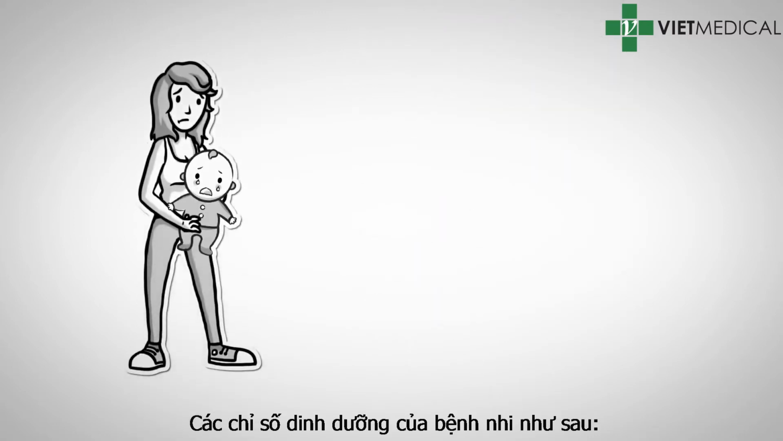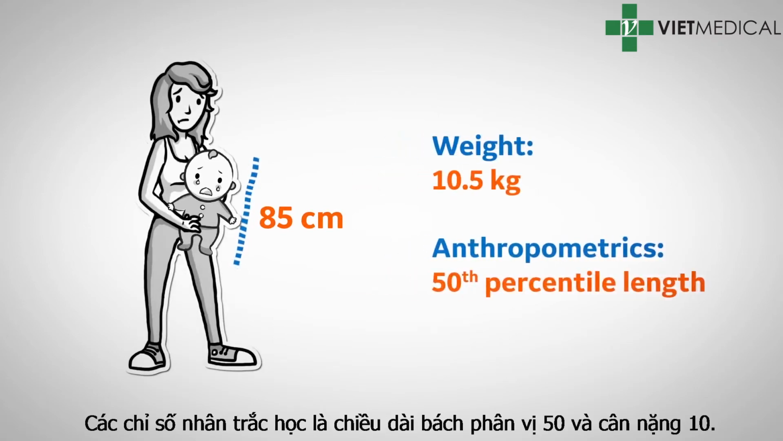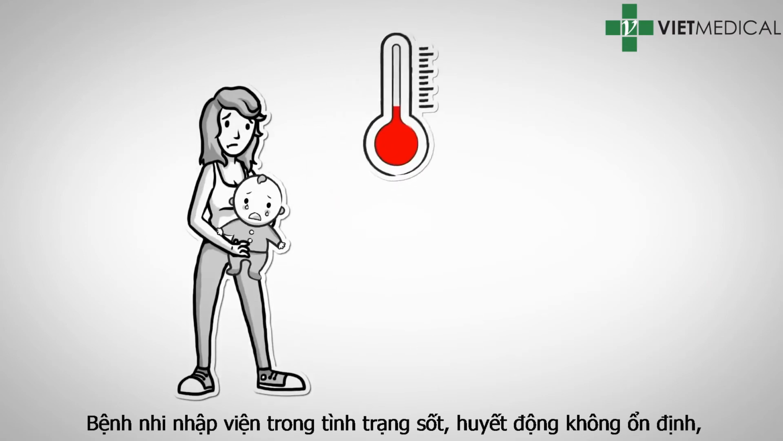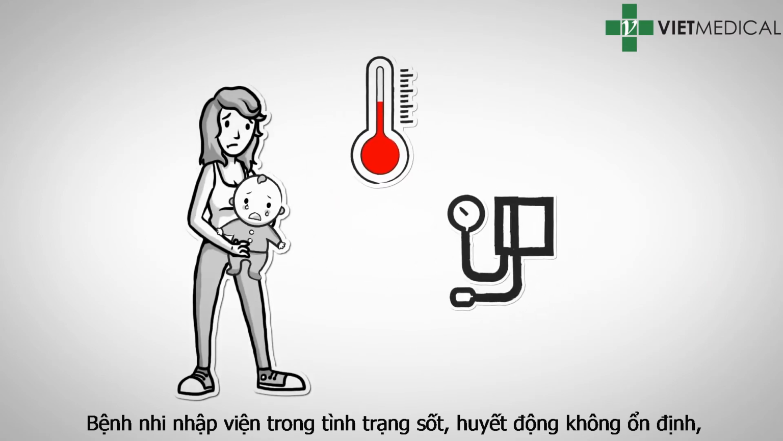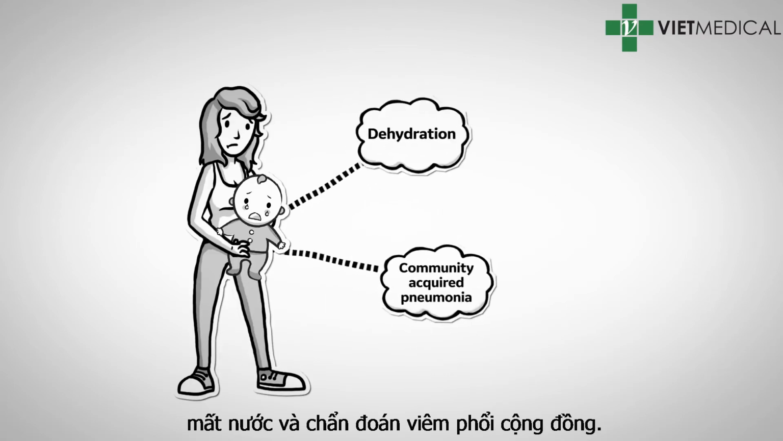The patient's nutrition parameters are as follows: length 85 centimeters, weight 10.5 kilograms, and anthropometric measurements were the 50th percentile for length and 10th percentile for weight. When this patient came in, she had a fever and she was hemodynamically unstable, and as I mentioned earlier, was diagnosed with dehydration and community-acquired pneumonia.